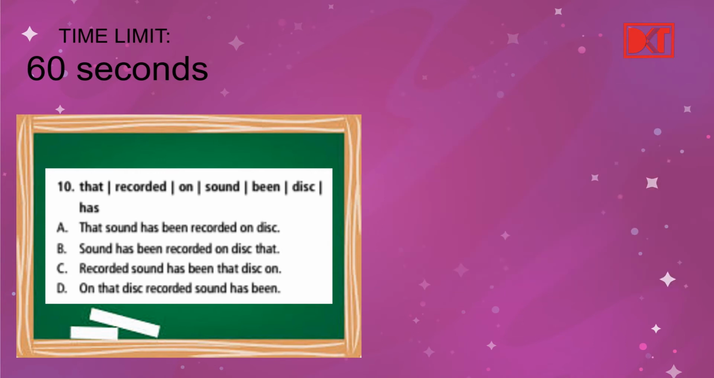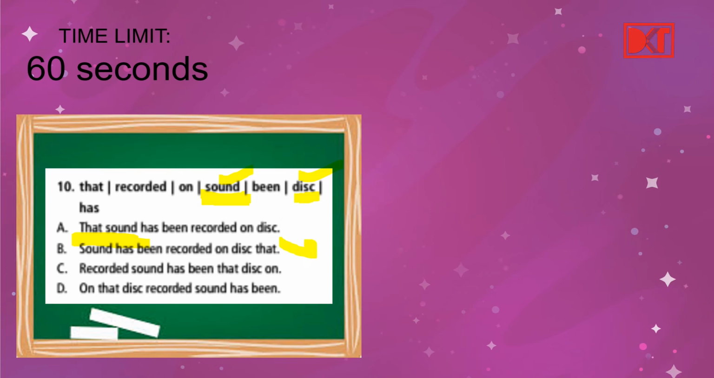This one says: recorded, on, sound, been, disc, has. Okay, now here, at first glance you cannot really figure out in a quick way whether sound is the subject or disc is the subject. But let's just read. We know it will start with sound or disc, so we read both. Here we have A: That sound has been recorded on disc. B says: sound has been recorded on disc that.